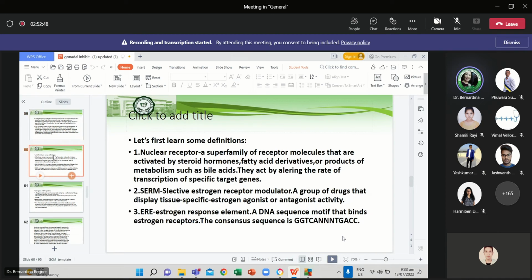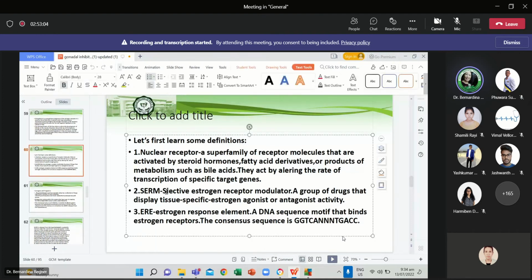I already gave you about nuclear receptors. These are your receptors that are activated by your steroid hormones. And then SERM. SERM is selective estrogen receptor modulator, which will display a tissue-specific estrogen agonist or antagonist activity, which is exemplified by what drug? Can you still remember? Raloxifene or Evista.